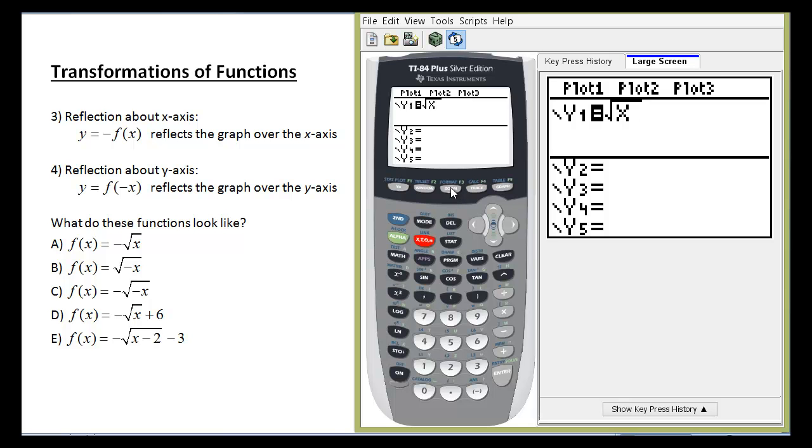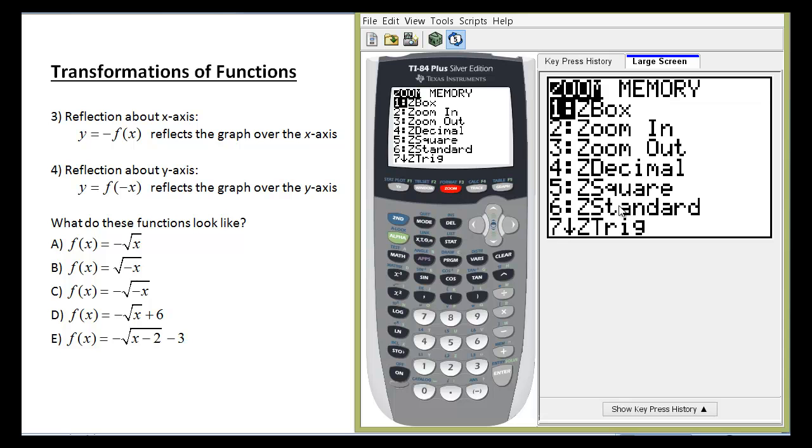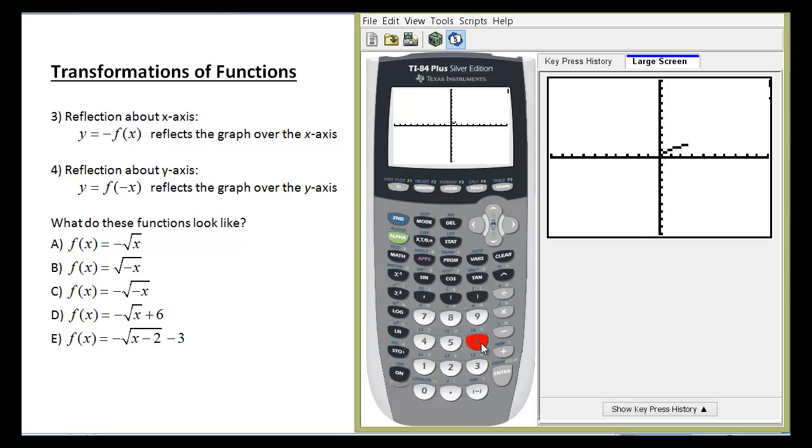I would do a zoom 6. If you see option 6, it says Z standard. Just by pressing the 6 will give you a standard window size from -10 to +10 on the x-axis and -10 to +10 on the y-axis. So here's what our square root function looks like.